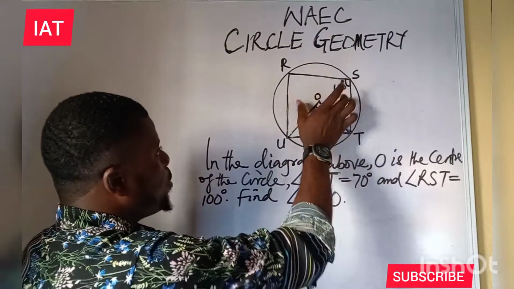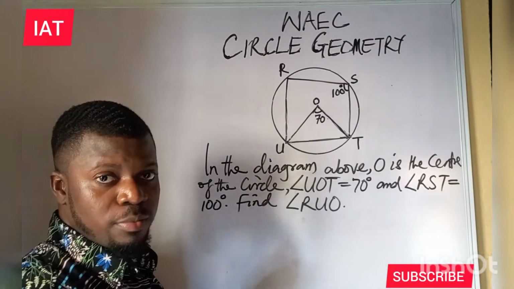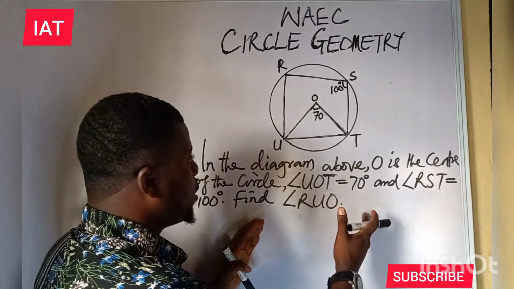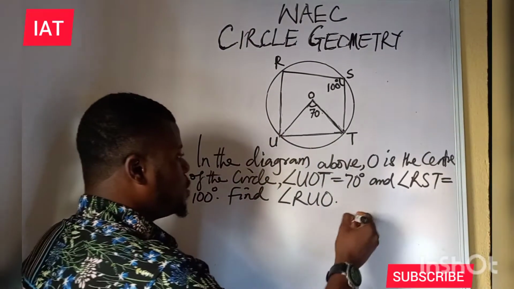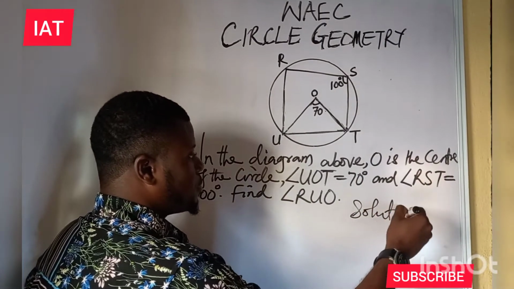So we want to use the properties of circle geometry, the theorems. For any of the points we are going to state, we're going to make sure we give the reasons for it. So let's see the solution to this problem.